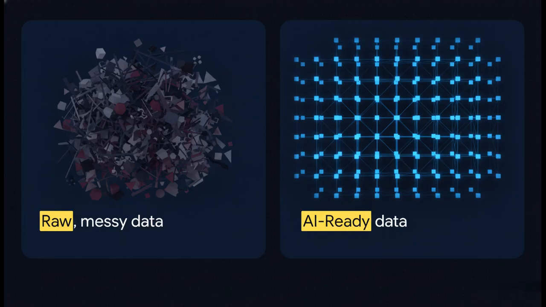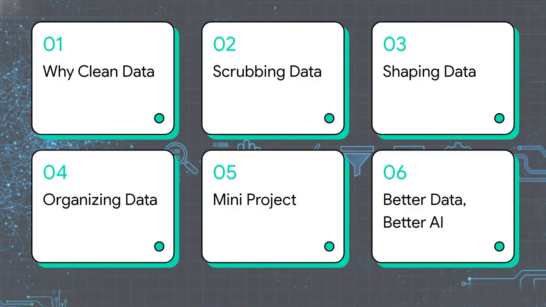So, to get us to that premium fuel, here is the assembly line we're going to build. First up, why clean data for AI? Second, scrubbing for nulls and duplicates. Third, shaping through transformation and sorting. Fourth, organizing via grouping and merging. Fifth, a quick student data mini project. And finally, better data, better AI.